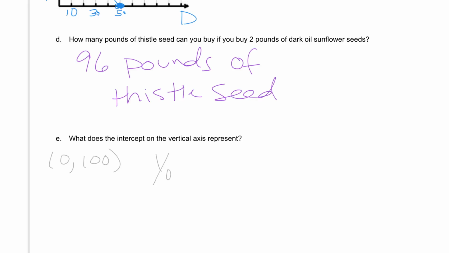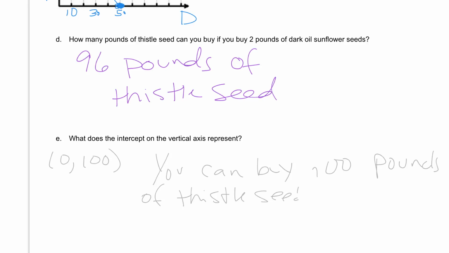So you would say you can buy 100 pounds of thistle seeds if you buy 0 pounds of dark oil sunflower seeds.